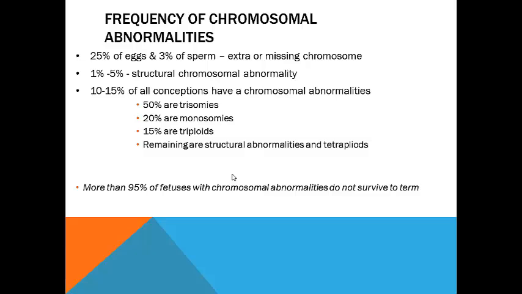50% are trisomies, 20% are monosomies, 15% are triploids. The remaining are structural abnormalities and tetraploids. More than 95% of fetuses with chromosomal abnormalities do not survive to term.